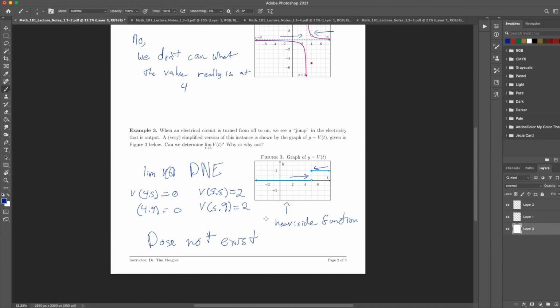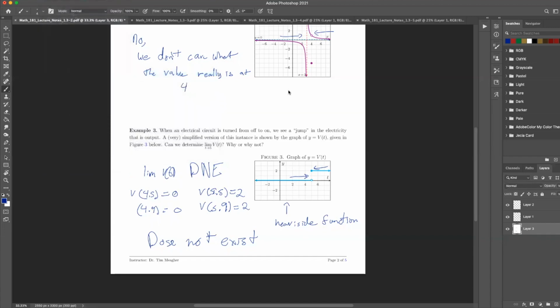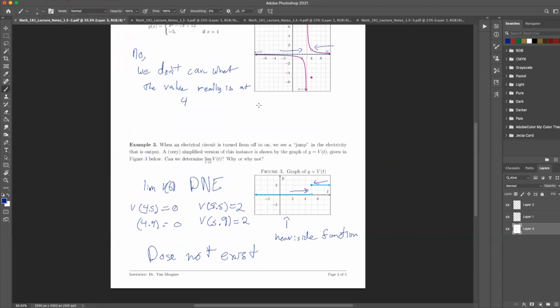Okay, so it does not exist. All right. Let me quickly just export this so it gets less chunky. I don't know why my computer's being so chunky today. And so we say it does not exist.